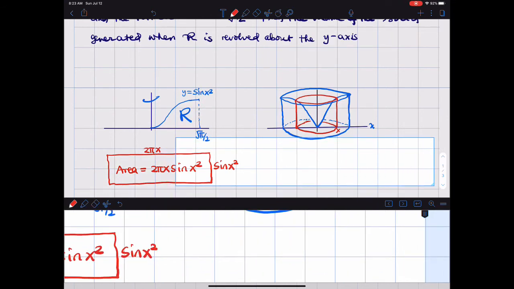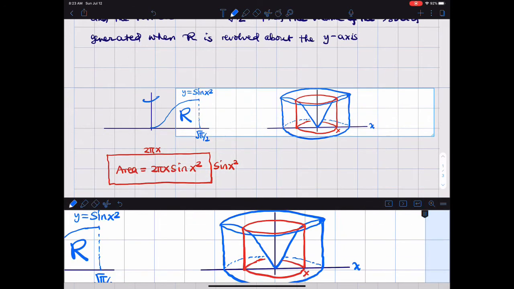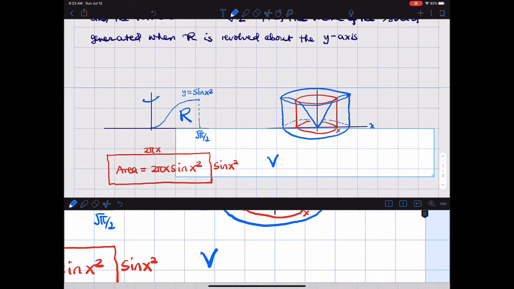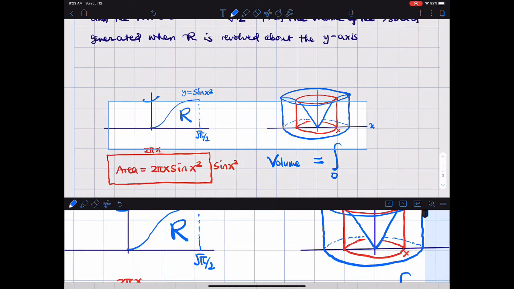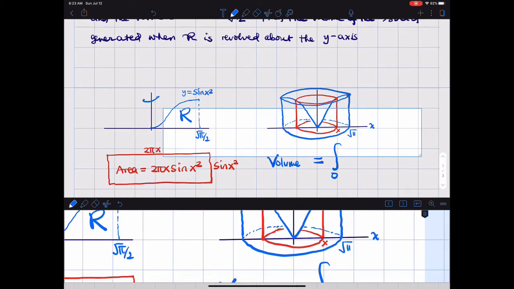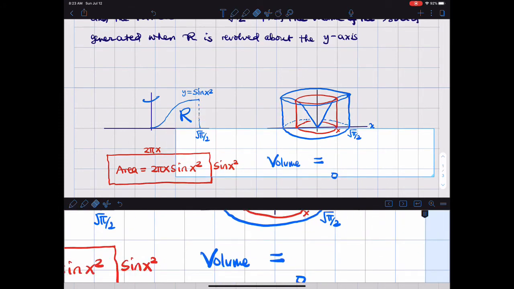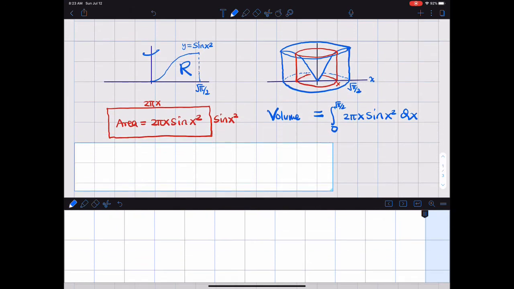All right, so the volume of our solid is going to be the integral from 0 to square root of pi over 2 of 2 pi x sine x squared dx.